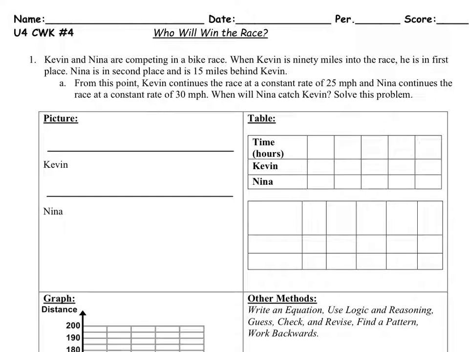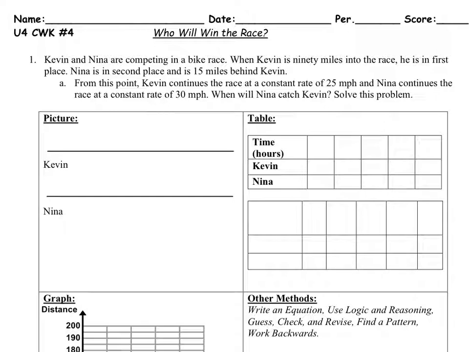Nina's in second place, and she's 15 miles behind old Kev. From this point, Kevin continues the race at a constant rate of 25 miles per hour. Nina continues the race at a constant rate of 30 miles per hour. We need all that information, but it says to draw a picture.